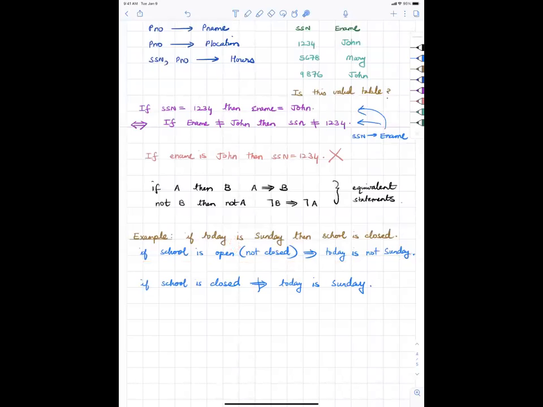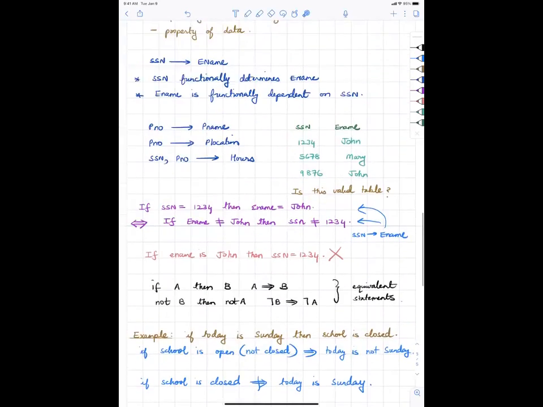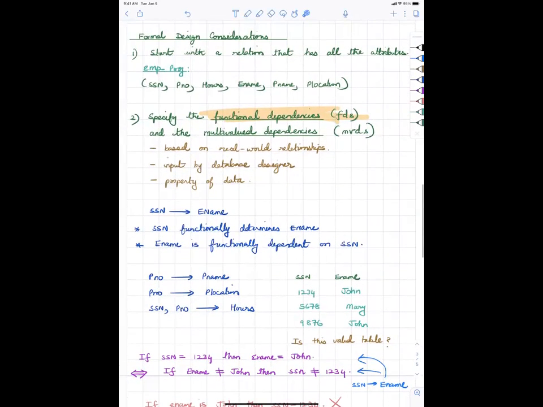So that's the thing about functional dependencies. So I will be coming back. This is the formal design considerations. Step one was you start with a relation that has all the attributes. Then you specify the functional dependencies and the multi-value dependencies. I will talk about MVDs later. They are a lot harder than functional dependencies. Lot harder. So I will only get to it a little later. I'm not even going to bother to explain it right now.